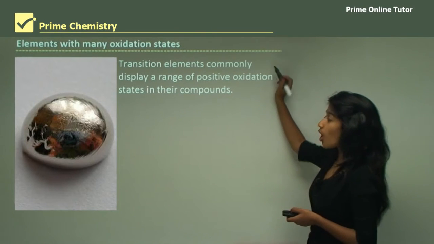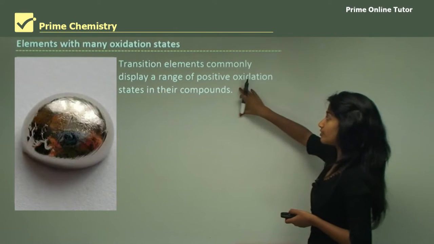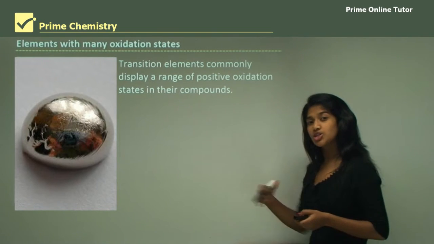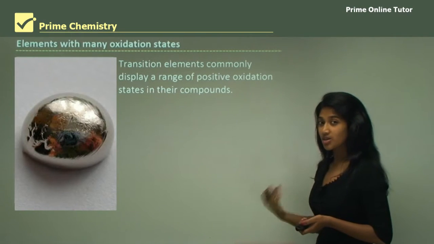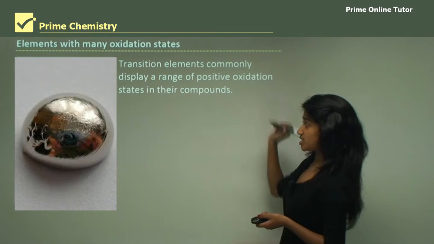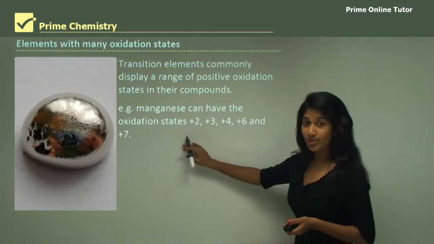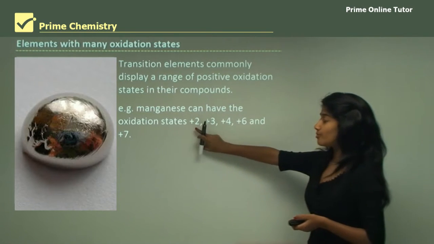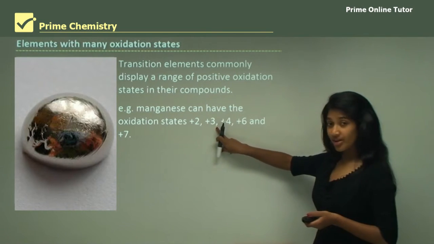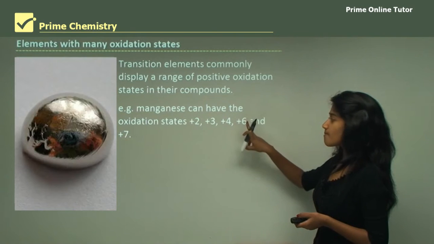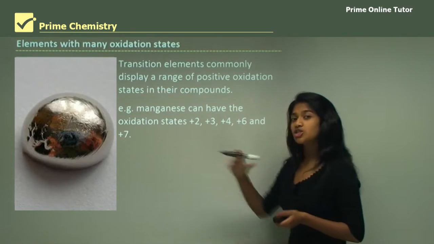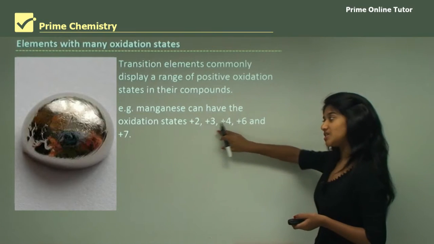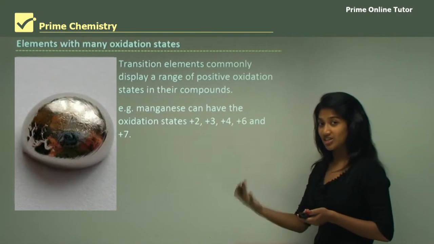Transition metals commonly display a range of positive oxidation states in their compounds. Because they're all metals, they usually have a positive oxidation state. So for example, we have manganese that can have an oxidation state of +2, +3, +4, +6 and +7. It depends on the compound it is in, and manganese varies its oxidation state depending on its compound.